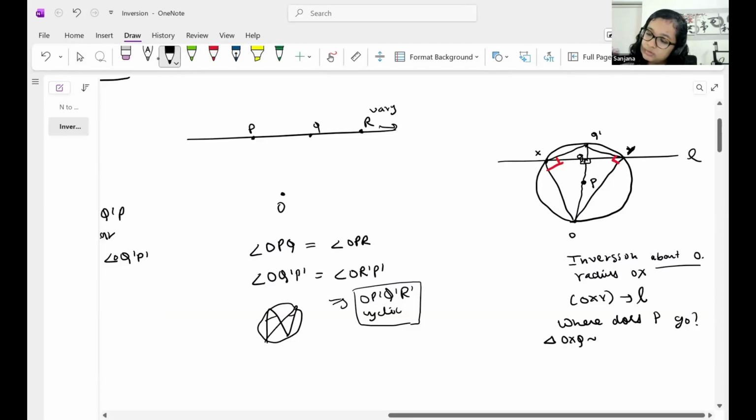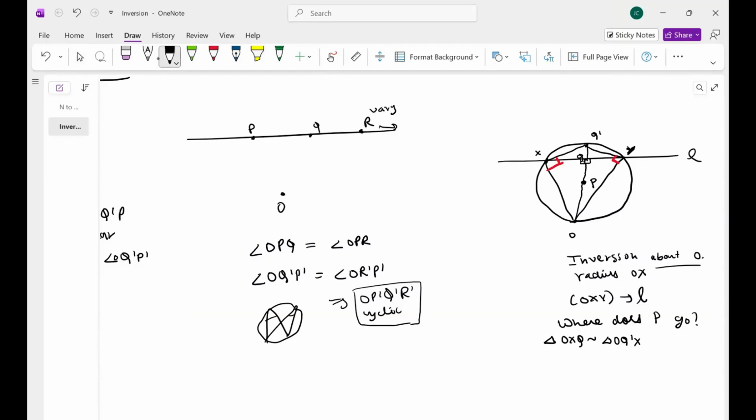But now, if you look at the similar triangles, OXQ is similar to OQ dash X. We can also say it another way, right? If you consider a circle with center O and XY on it, then that implies Q prime X is tangent to the circle because of the 90 degrees. So then that way you're done. You also get that this angle is equal to this angle. And you can also get it by power of a point using this similarity.